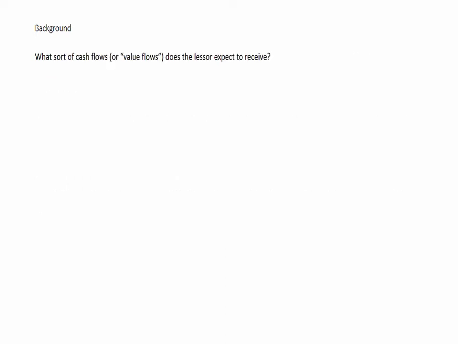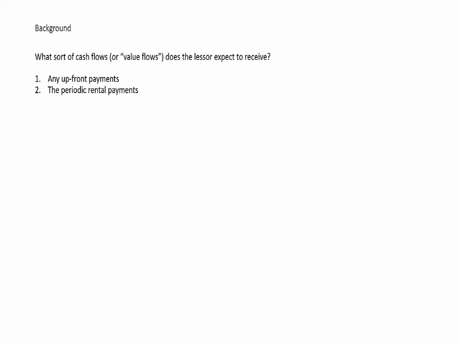Now, what sort of cash flows or value flows does the lessor expect to receive? Well, there might be some upfront payments. If you look at the advertisement for car leases, most of them in the fine print say $2,000 due at signing or something to that effect. Sometimes referred to as a capital cost reduction payment. Textbooks in financial accounting generally ignore the upfront payments, but in reality, of course, they exist.